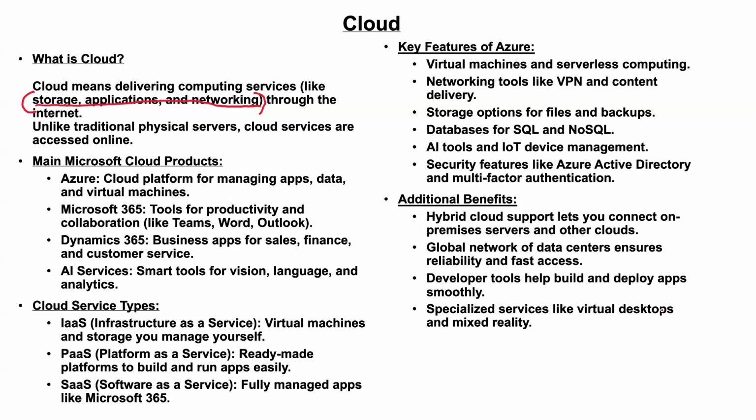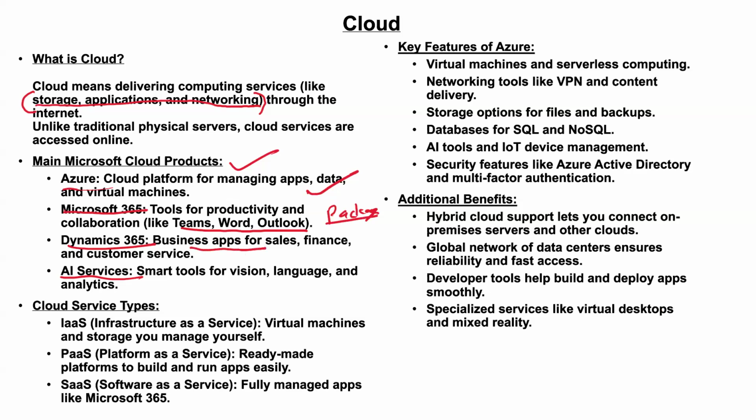So coming to the next part, what are the main Microsoft products? Microsoft products are Azure, and we have Microsoft 365. Everyone knows that we have Dynamics 365, and the new one introduced is the AI service. Azure is a cloud platform for managing apps, data, and virtual machines. Coming to 365, we know it is Teams, Word, and Outlook, and many more too. We have packages over here. Then we have Dynamics 365.